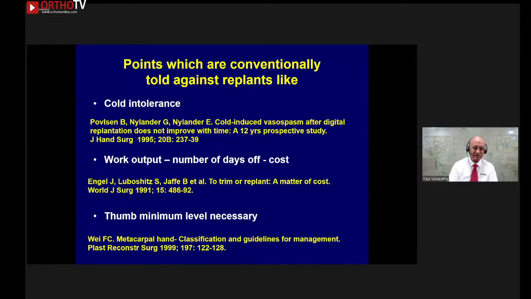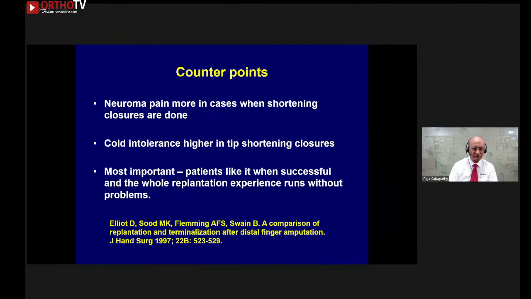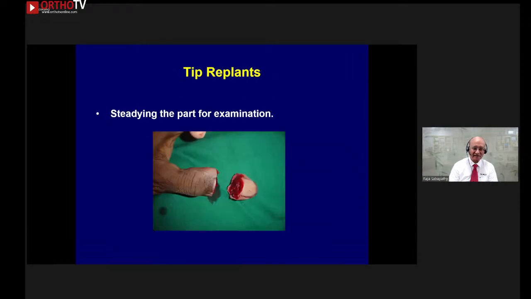There are quite a few things that have been said, that if you do a replant in the tip, you get a cold intolerance, and number of work days lost and all that. And even in the thumb tip, they say that even without the thumb tip, there is not much functional loss. But there are an equal number of articles which say that the amount of neuroma pain you get when shortening closures are done is much higher than with the replant. Cold intolerance is still there in fingertip shortening closures. But the most important thing is, if you ask the patients, they all say they love it. I think that's the reason why we start doing it.